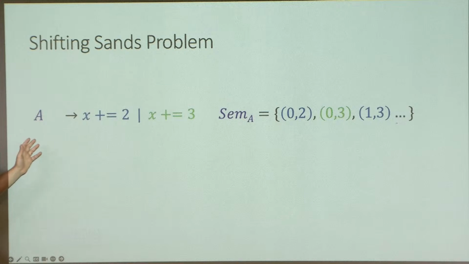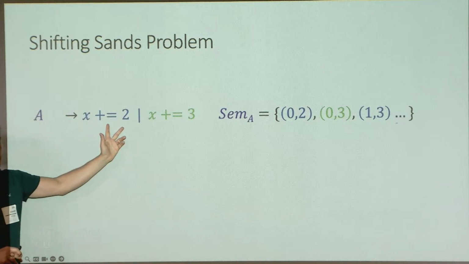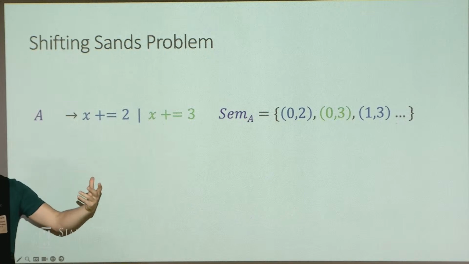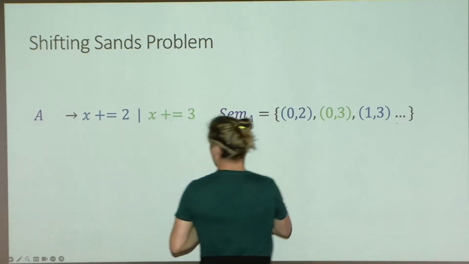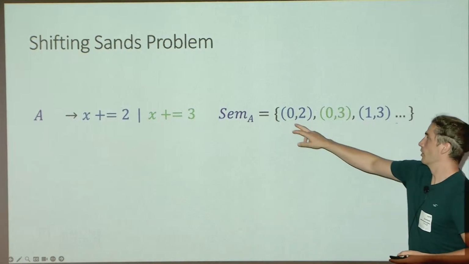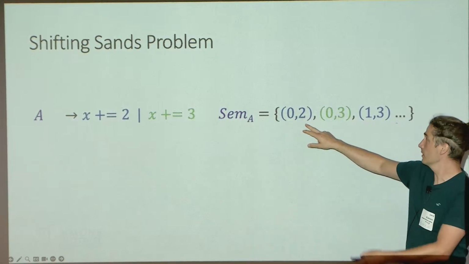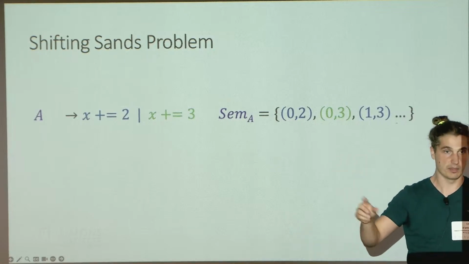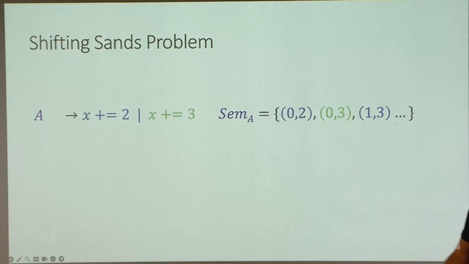So let's say I have these 2 programs, x plus equal 2 and x plus equal 3. So the semantic relation of these 2 programs, so basically the input-output relation of anything derivable from A is the following. So on input 0, I produce 2 with the blue one. On input 0, I produce 3 with the green one. But I can only pick one of these programs. Remember, I'm trying to prove properties for all of these programs.